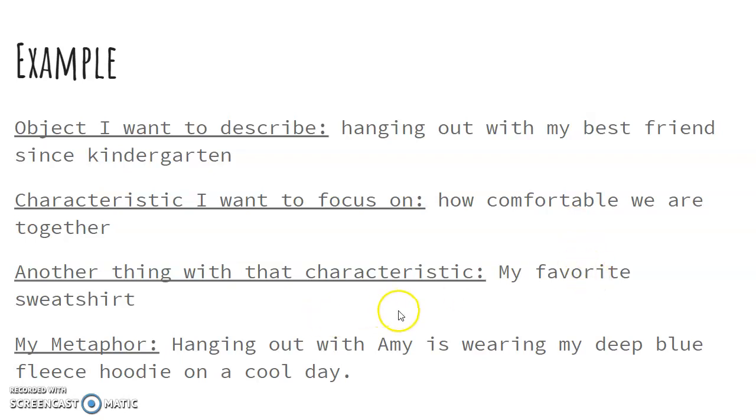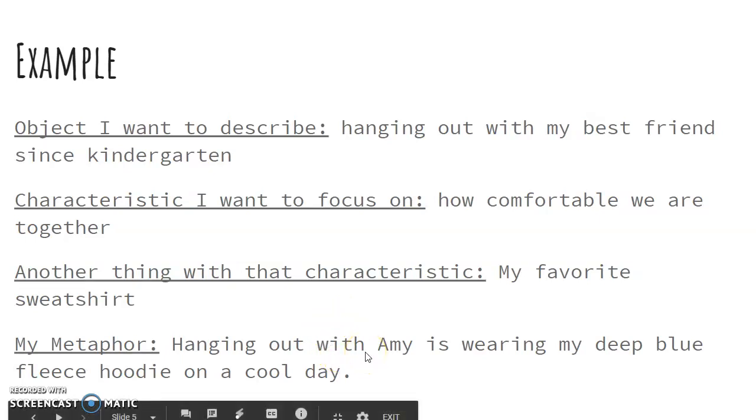So instead of just saying, I love hanging out with my best friend, or I'm always comfortable with my best friend, you could say, hanging out with Amy is wearing my deep blue fleece hoodie on a cool day. So then you get a little bit better picture of what that is, and it's just a more visual and colorful way to say the same thing. And again, look, we're not saying it's like something, we're saying it is something, so that makes the difference between that simile and the metaphor.